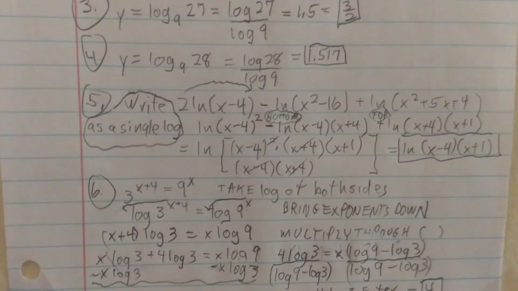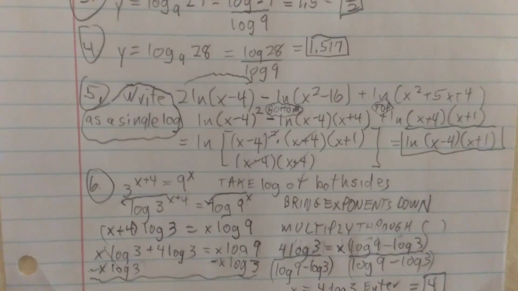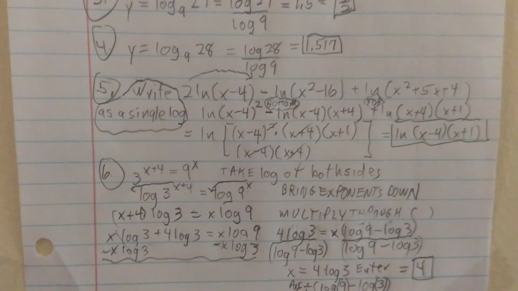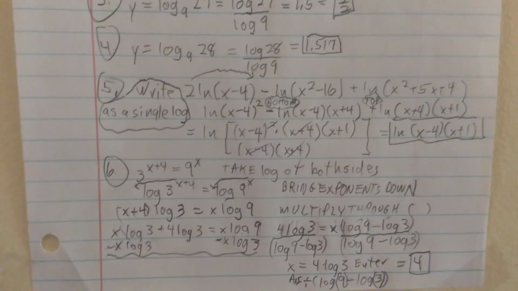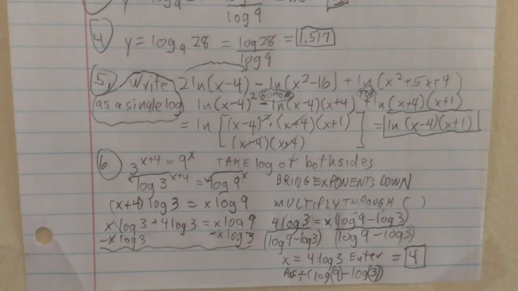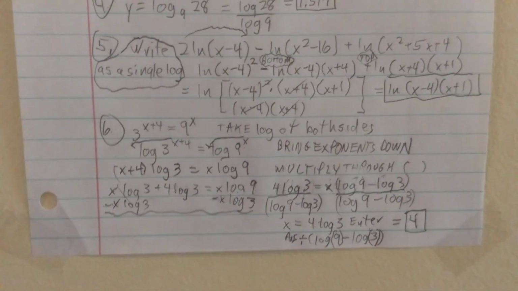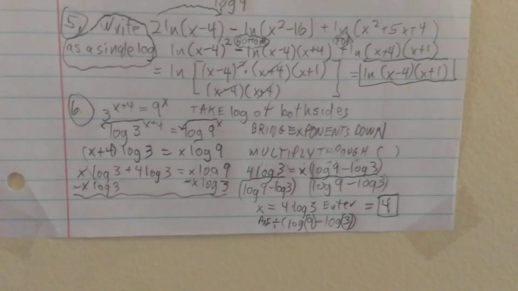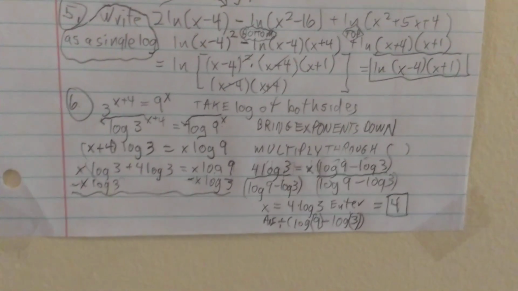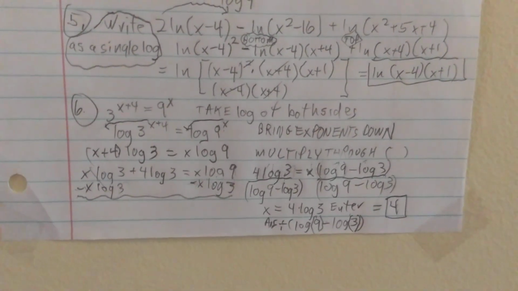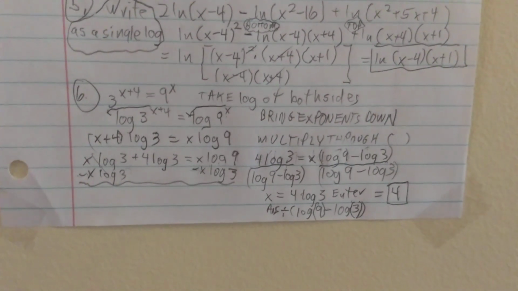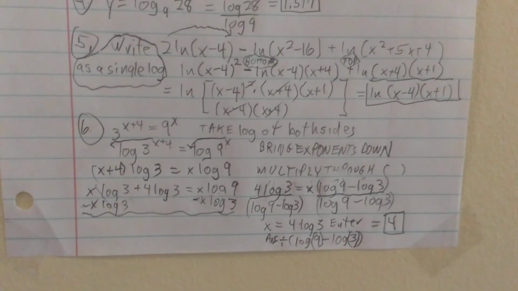Now the same thing for 4. Log base 9 of 28 is log 28 over log 9, and this works for any base. So that's equal to, to 3 places, 1.517. Now here we have some longer steps, but this isn't too bad here. So it's to write as a single log. In other words, we're going to combine them all back together as one log. So we do this in steps.